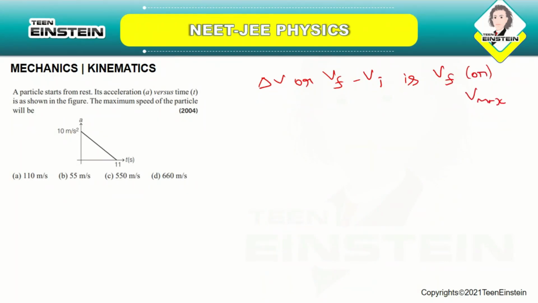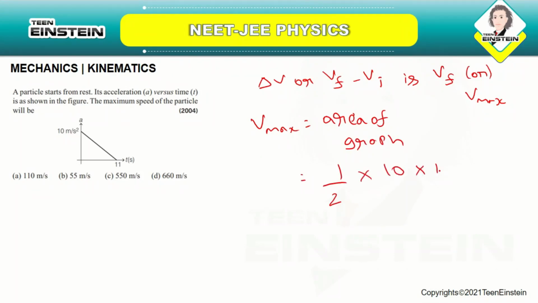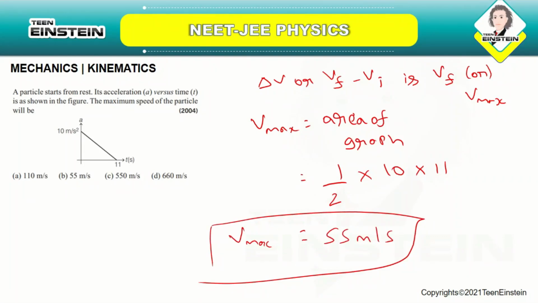Okay. So, the maximum velocity is equal to the area of the graph. So, the area of the graph is half into 10 into 11. So, you will be getting the maximum speed as 55 meter per second, because 110 by 2 is 55 meter per second. Okay. So, the correct answer is option number B, 55 meter per second.